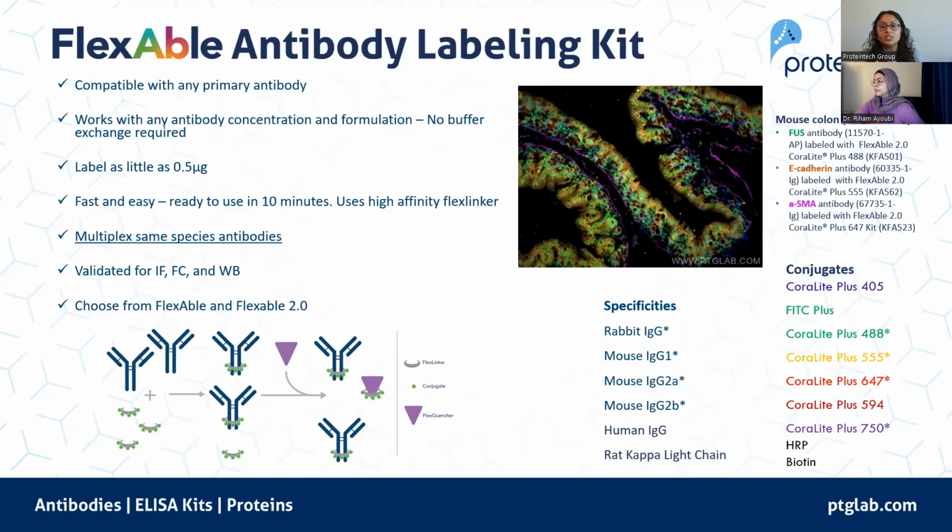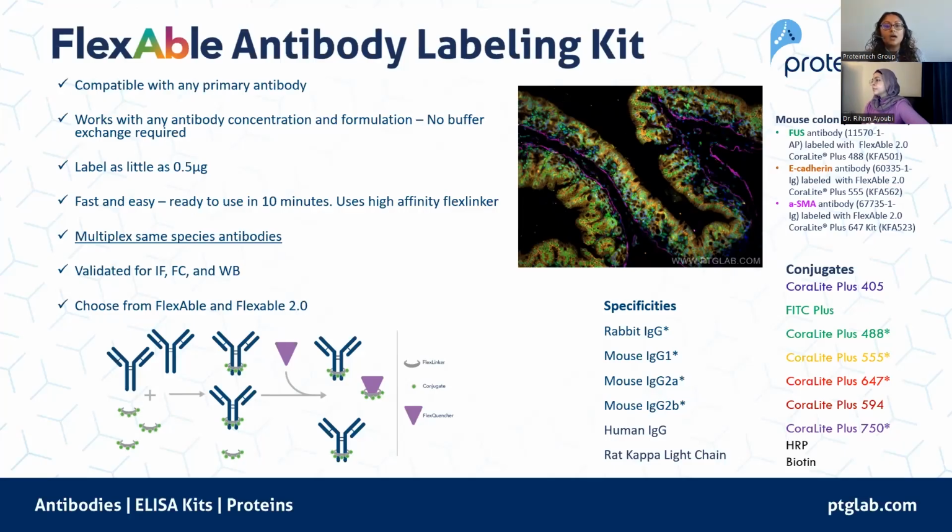Because you have pre-conjugated your antibodies, this kit is really great for same species multiplex experiments. It's also been validated in multiple applications, so you can use it for IF or flow or Western blot. We currently offer flexible kits for the conjugation of antibodies against these specificities shown on the right, and in these different conjugates. So we have different fluorophores as well as HRP and biotin.